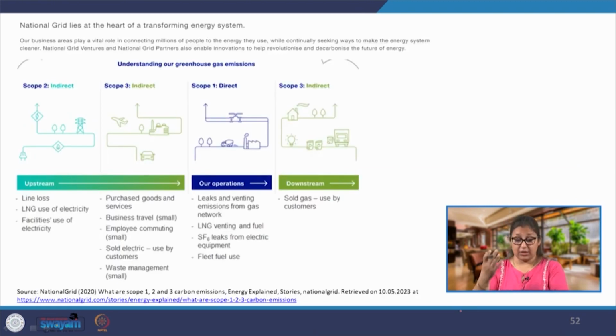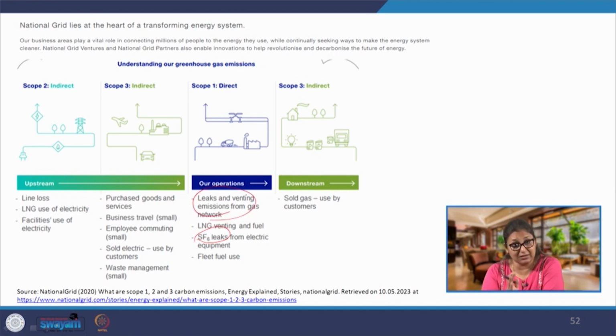Then for different organizations we also have certain examples. For example, National Grid: this is what they have done, understanding upstream and downstream, and also during the operations. For an organization like National Grid, they are talking about the gas leaks, which we talked about as fugitive emissions when we were talking about direct emissions. We also discussed why it is important to control them. So, they are talking about the leaks in their systems, which might be significant.